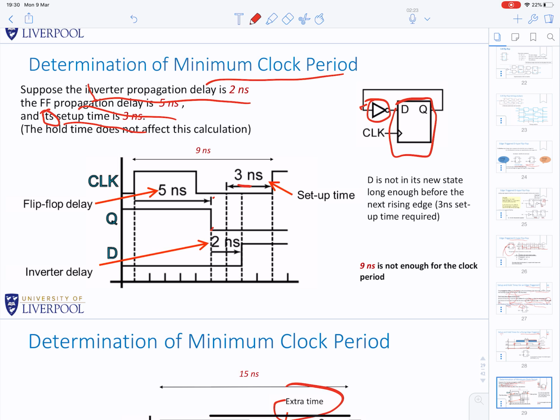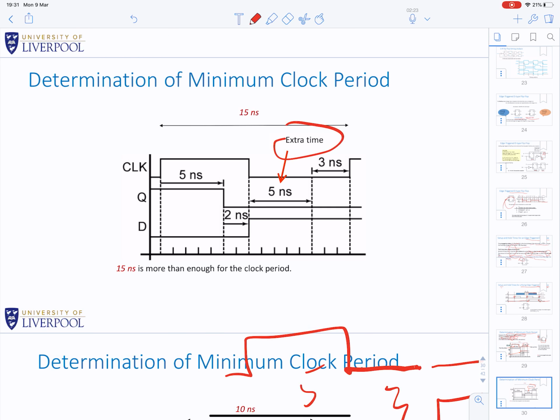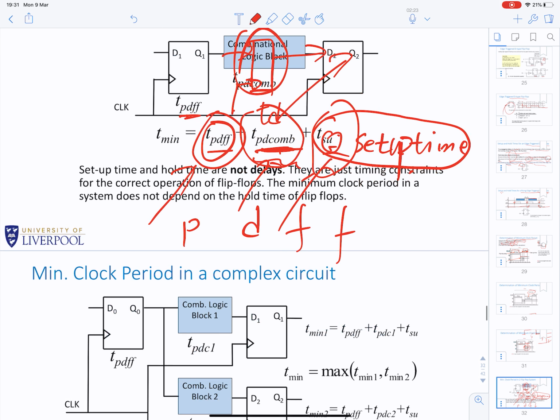So we're given that the inverter has a propagation delay of 2, the flip flop has a propagation delay of 5, and the setup time is 7. And so what if the signal comes from here to here, and there's going to be a Q, and this is going to be a setup time of 3, and we must hold the value for 3 nanoseconds before we do that. The timing equals the propagation delay plus the propagation delay of the combinational blocks plus the setup time T_SU.